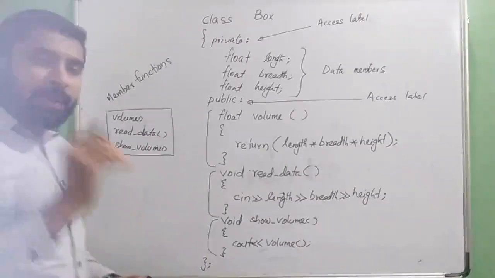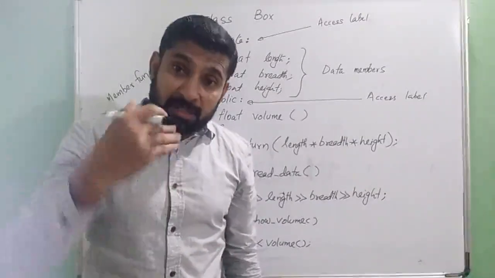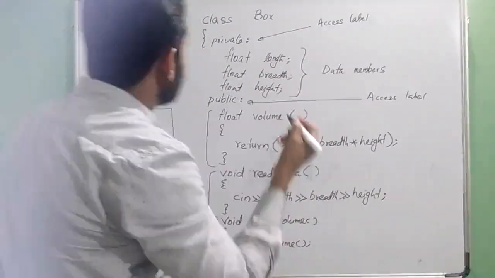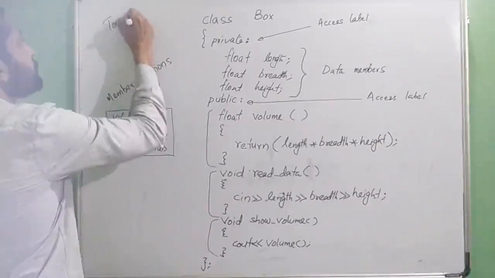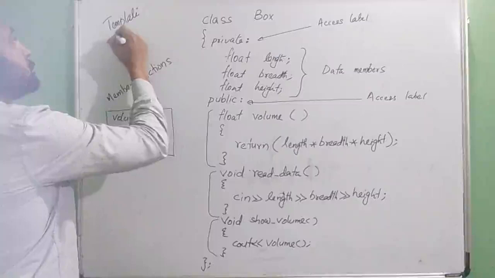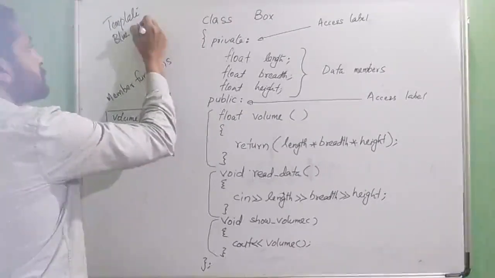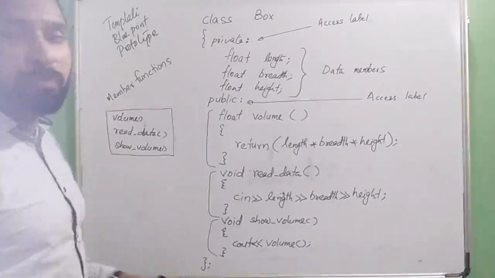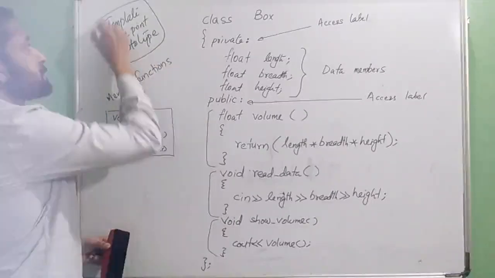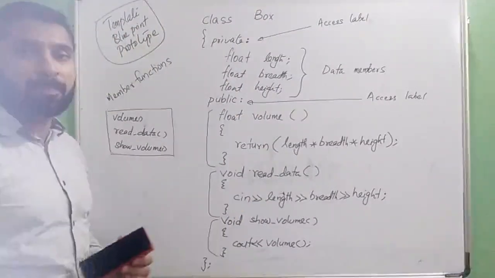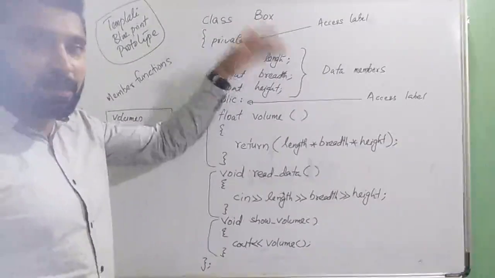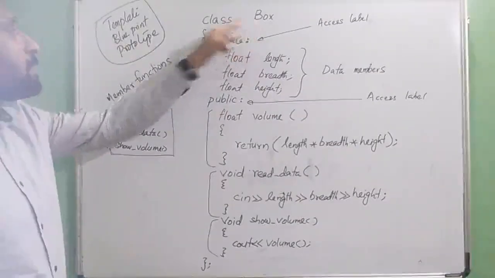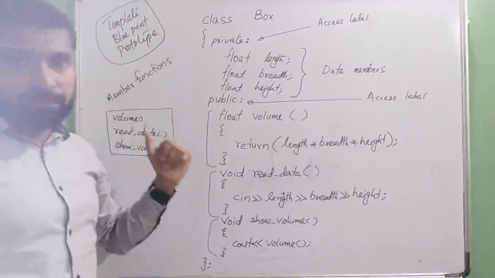Now we can create an instance of this class. Actually, this is the template, or blueprint, or prototype of an object. This box is the prototype of something that we are going to create. So actually a class is a prototype for an object.